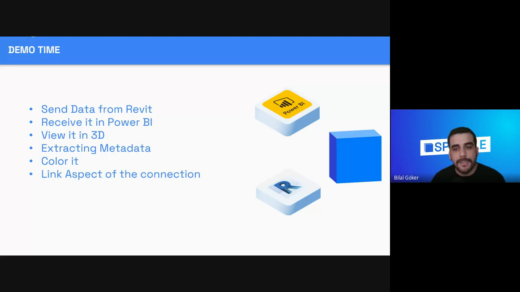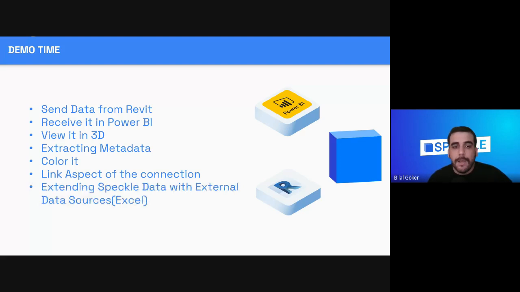We're going to make some changes on the Revit end, send those to Speckle, and see them getting reflected on the Power BI end. And finally, we will also extend the received Speckle data with an external data source. In this case, we will extend the Revit data with another table created in Excel.